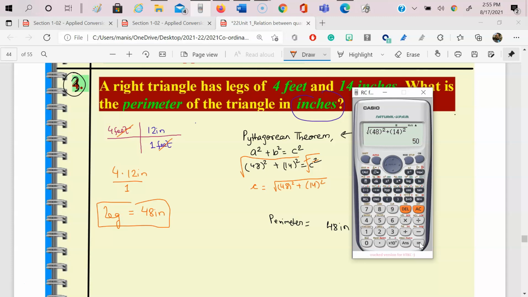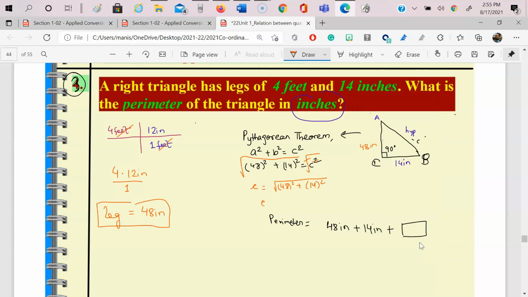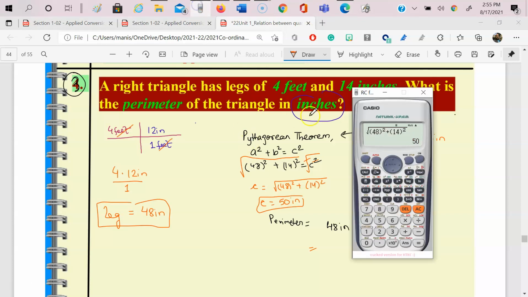So my C is what? My C is 50. I'll write it over here. C is what? 50. Do not forget the unit. What is the unit? Inches. So this is my 50 inches. So what is this number? This number is my 50 inches over here. So what I will do is add all of these three sides, all legs. I will get the value of the perimeter of this triangle.